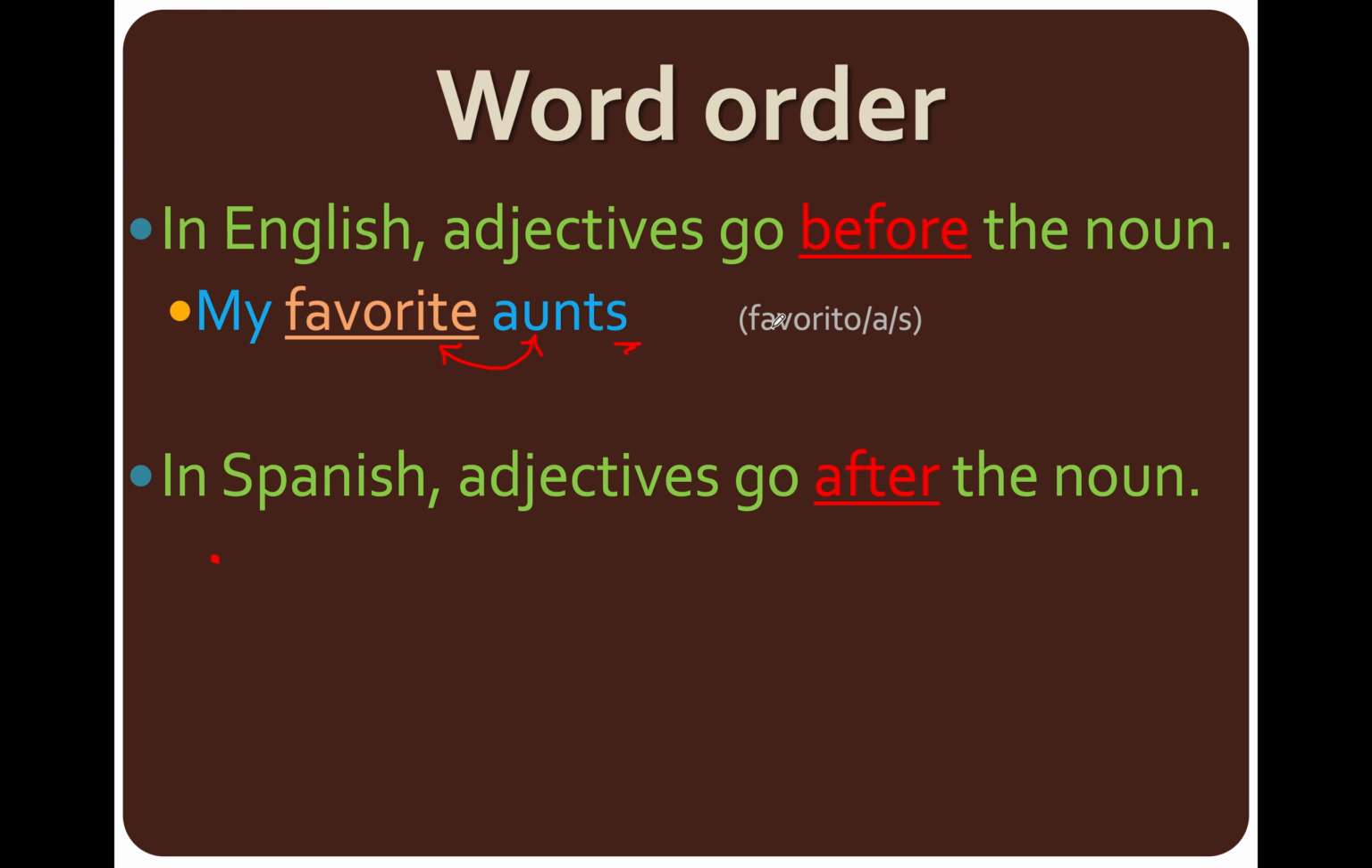And then the word favorite has four variations: favorito for masculine, favorita for feminine, favoritos for masculine plural, and favoritas for feminine plural. And it's all based on this person right here, or these people. So aunts are girls, and there are more than one. So which one of those four variations do I choose? Hopefully you chose favoritas. So it should look like this: mis tías favoritas.